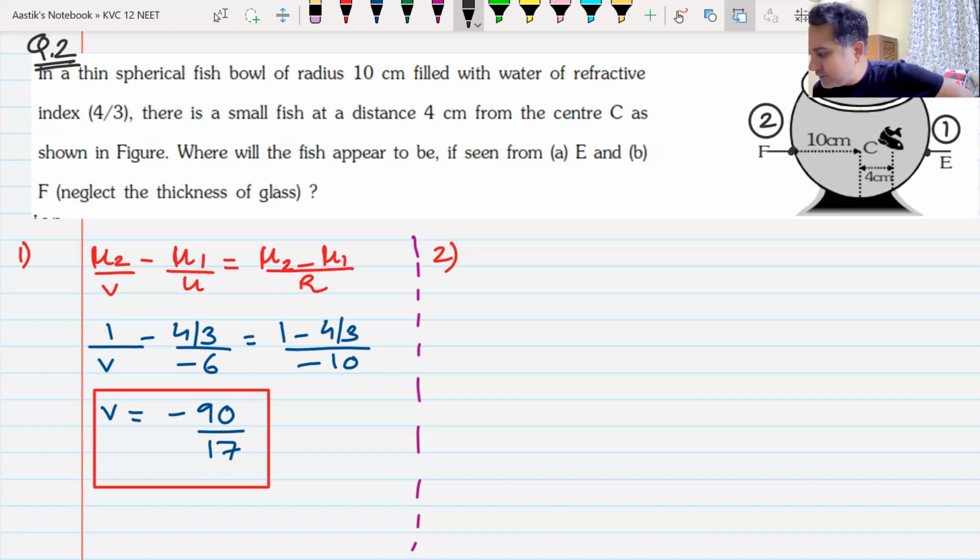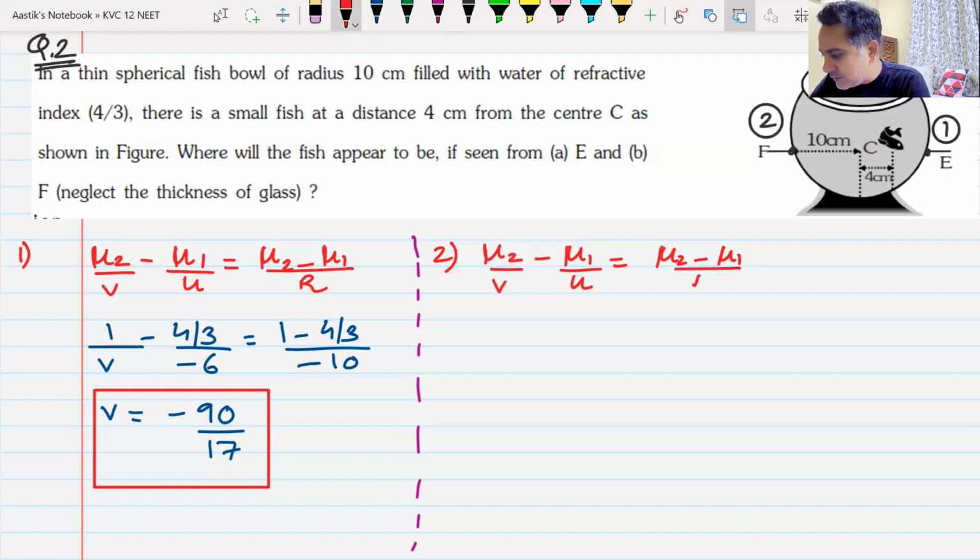Okay, I think I have given you enough time. Shall I solve it for you? Yes, sir. Okay. So I put the formula mu2 by v minus mu1 by u is equal to mu2 minus mu1 divided by r. Please help me in putting the values. What is the value of mu2?